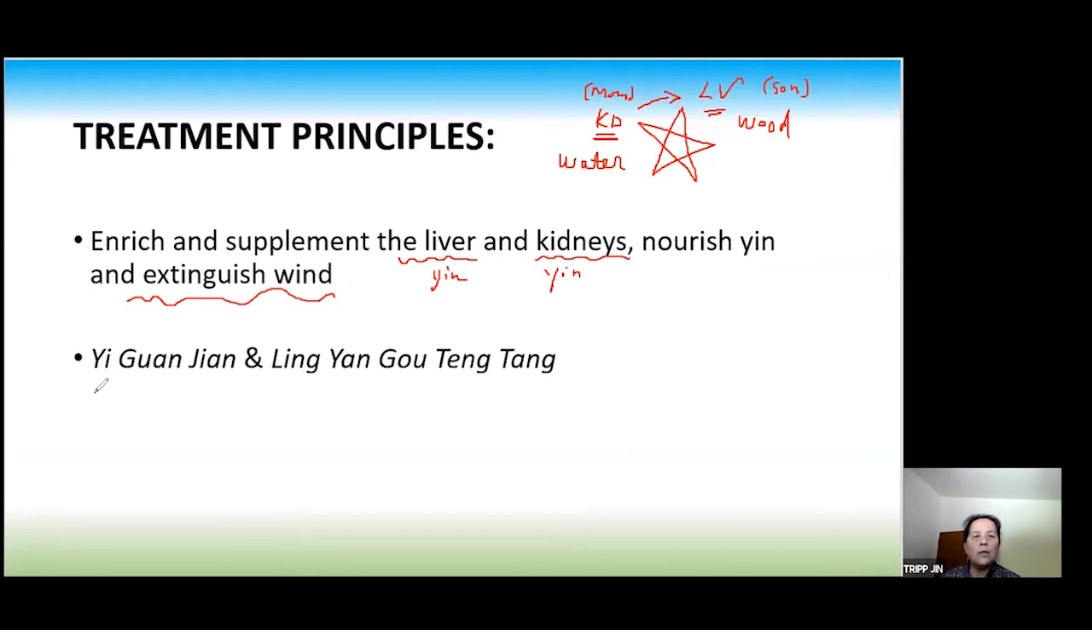The formula we use, 一贯煎, is the main formula, a liver nourishing or generally nourishing formula. A lot of tonifying herbs, nourishing herbs inside. And another formula we call 羚羊钩藤汤, mainly working to extinguish the wind. So we combine these two formulas together. So that's for this condition.